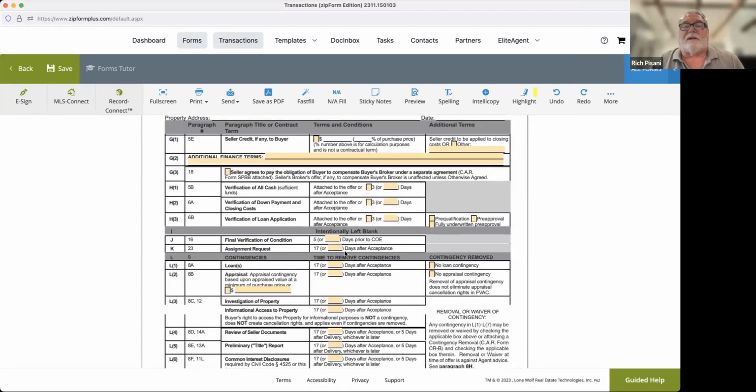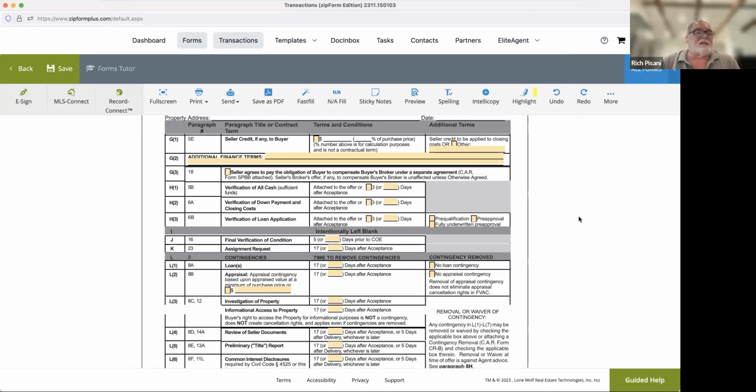Second page, first one, seller's credit. Or if the buyer is asking the seller for any credit. I just got an email from somebody who said they want the seller to credit for a buy down of the loan. So that would go here. That's a perfect example of what that is for. Or they just want a credit. Years ago, first time buyers were asking for credits. Depending on the market, sellers may have given them.